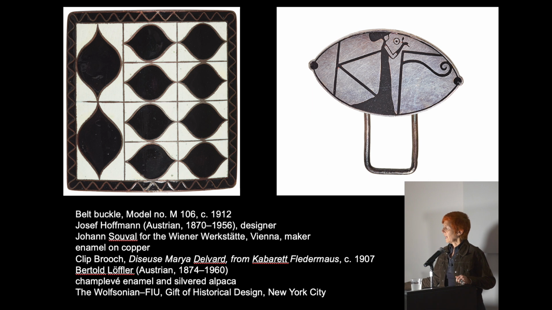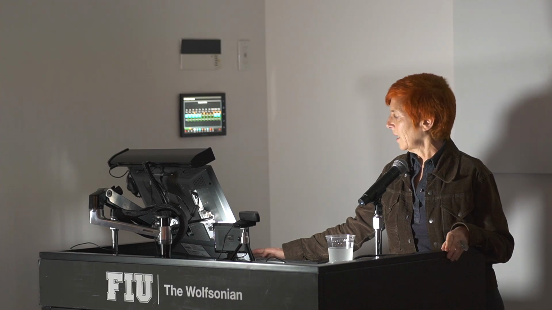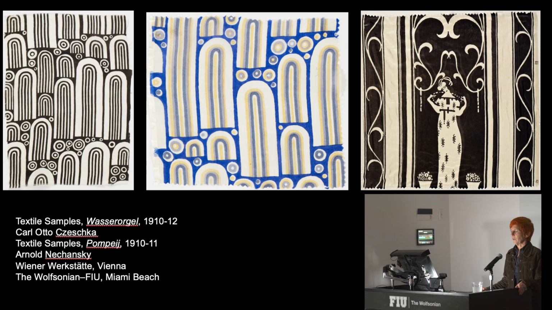And the clip brooch is a very interesting piece because it was used by the waiters at the Cabaret Fledermaus, which was the famous cabaret designed by the architects of the Wiener Werkstätte and opened in 1907. And you can see the logo of the Cabaret Fledermaus, and in the center, this sleek female figure. It was really an example of Gesamtkunstwerk, where not only everything was designed by the Wiener Werkstätte, but also the music and the shows that were all created by the same group of artists.